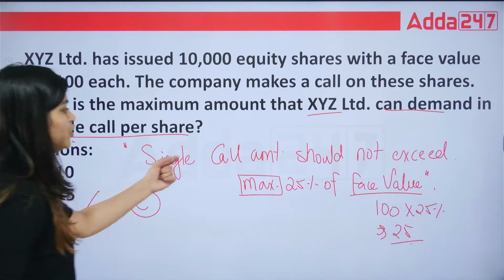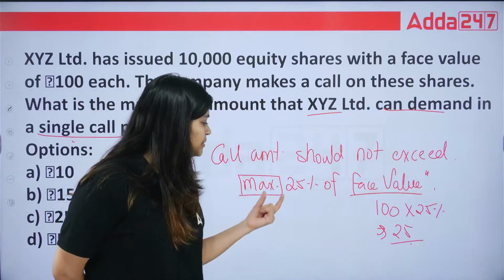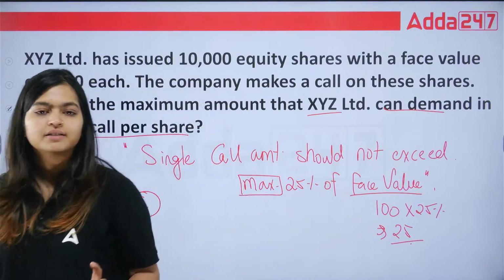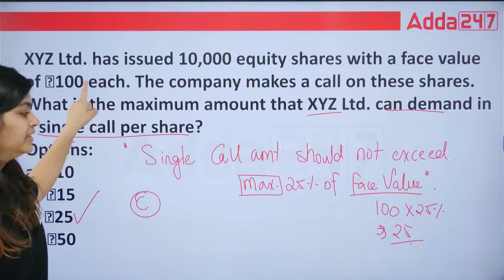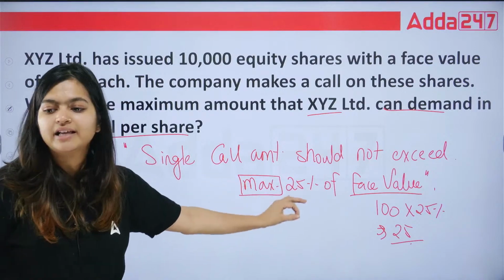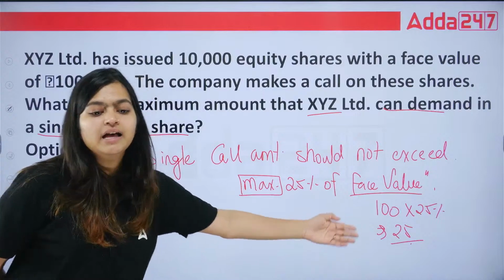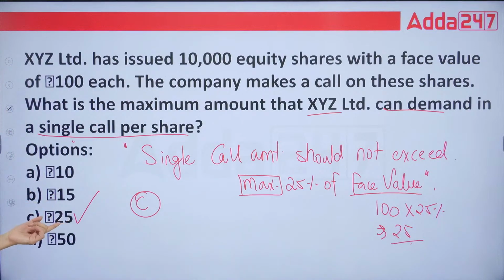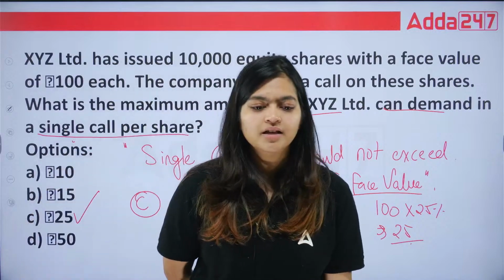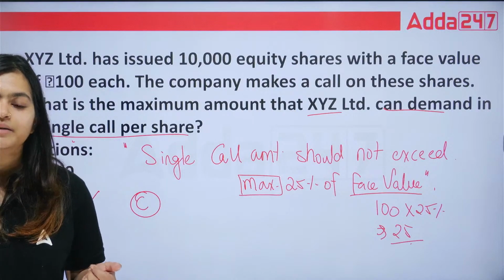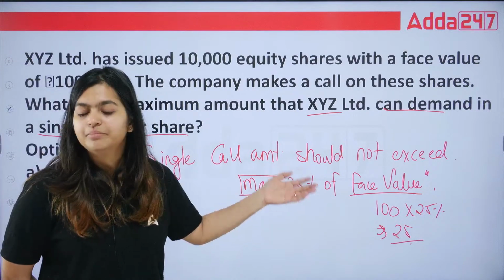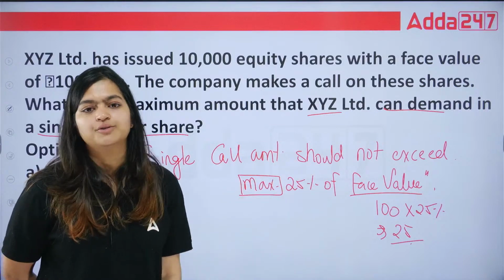Remember this line: single call amount should not exceed maximum 25% of face value. So face value is how much? Face value 100 each, and they are saying maximum 25% you can issue in a single call, means 100 into 25%, that is your 25 rupees. Maximum 25 you can call in a single call. I hope you understood this part. These are very important questions for your exam. Remember, not only for your theory side, but they can make practical numerical questions out of this also.